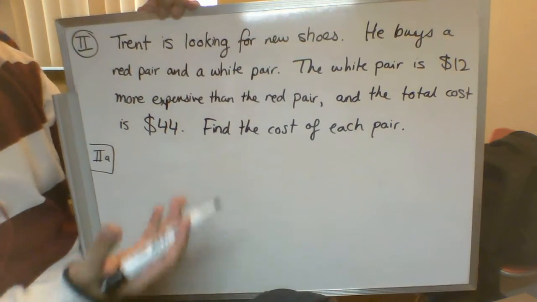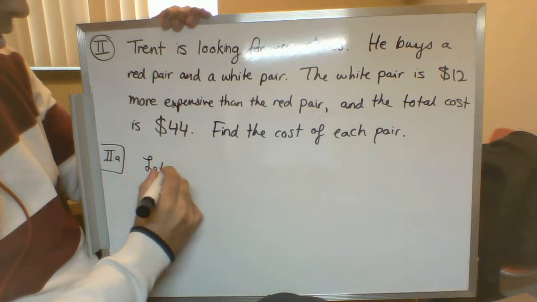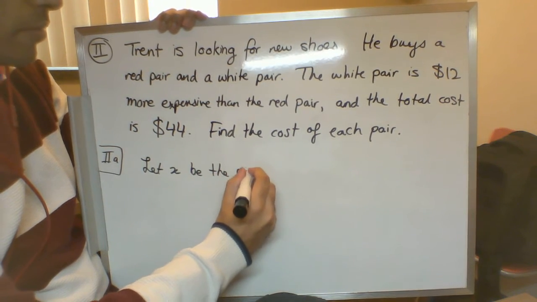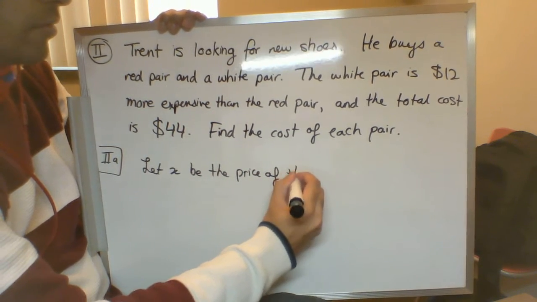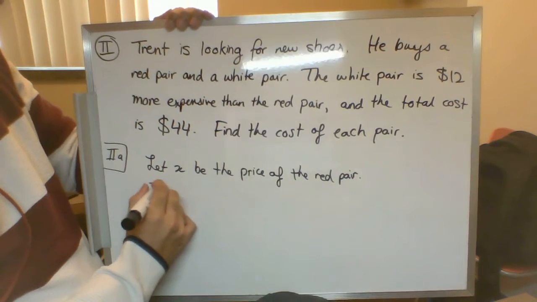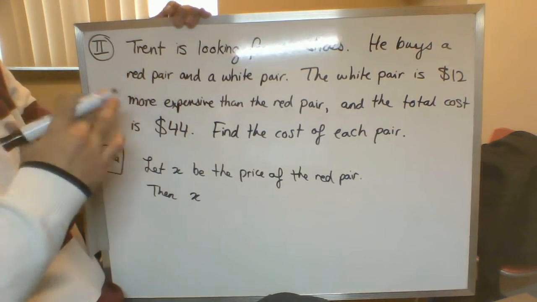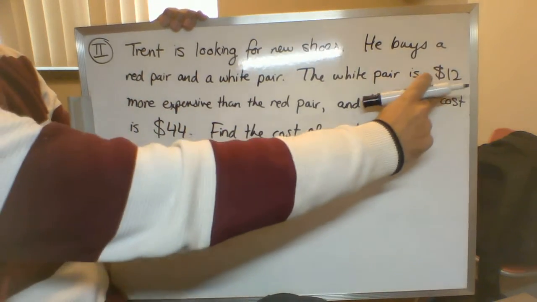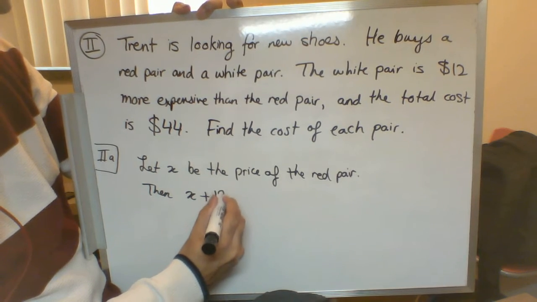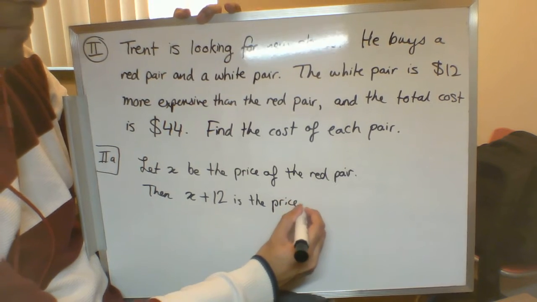So if the red pair is cheaper, I say let x be the price of the red pair, then I can say that the white pair is going to be x dollars, whatever the red pair costs, plus 12, because the white pair is $12 more expensive. So x plus 12 is the price of the white pair.